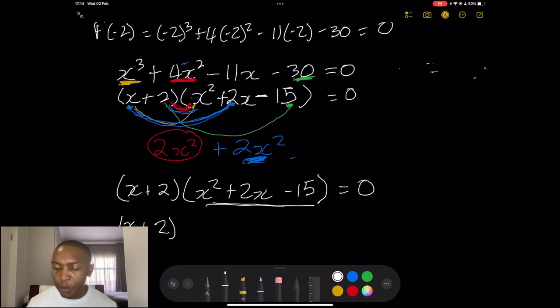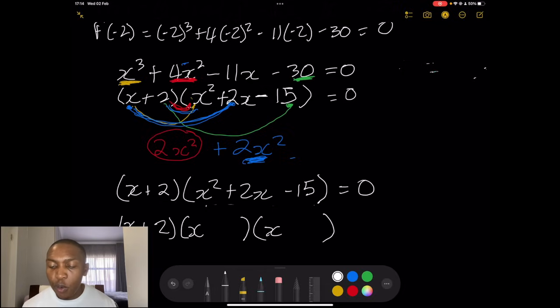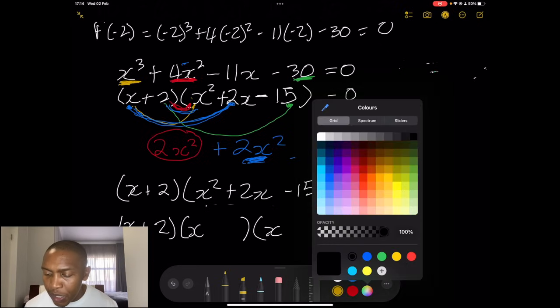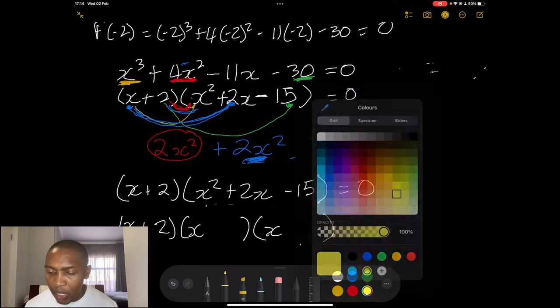This quadratic expression, right? So what am I going to do this time around? So let's open our brackets and say, okay, so I've got my two brackets again. So x squared plus 2x minus 15. So in this case, I've got x and x. So the coefficient of x squared is 1. So it's x and x. Now, listen carefully again. What are the factors of 15? Let me take a nice yellow color, right?